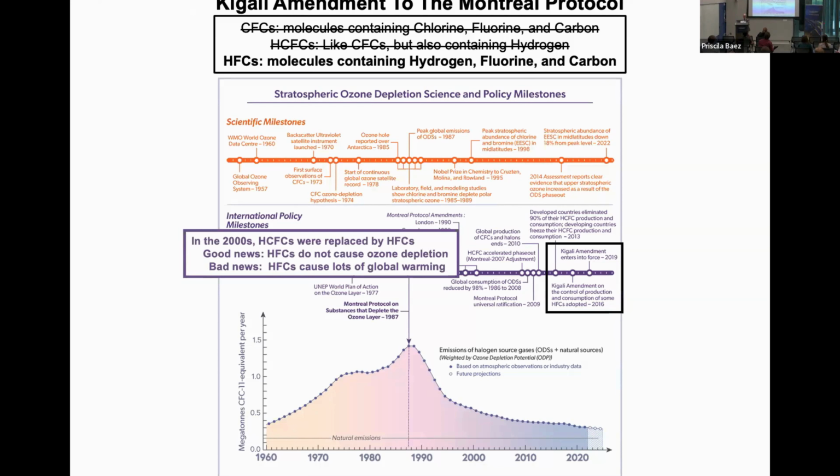All right, so we replaced CFCs with HCFCs. But HCFCs cause some ozone depletion, a little bit. So then we replaced them with HFCs. HFCs have no chlorine in them, no ozone depletion. Yay, save the ozone layer, right? Nope. HFCs cause lots and lots of global warming.